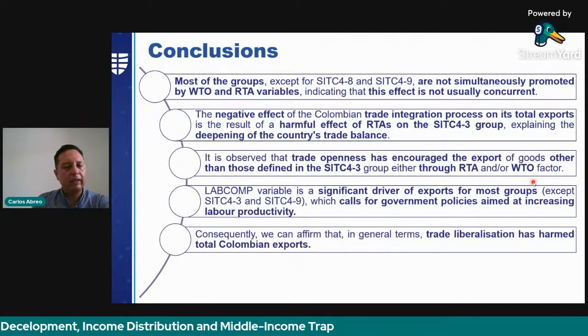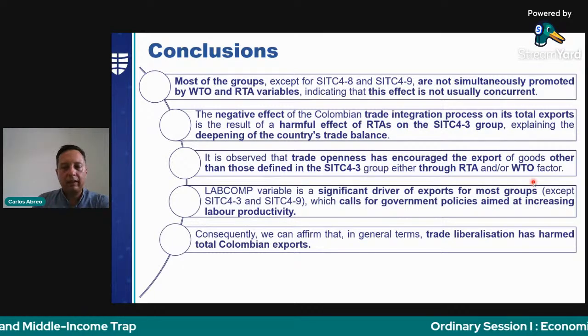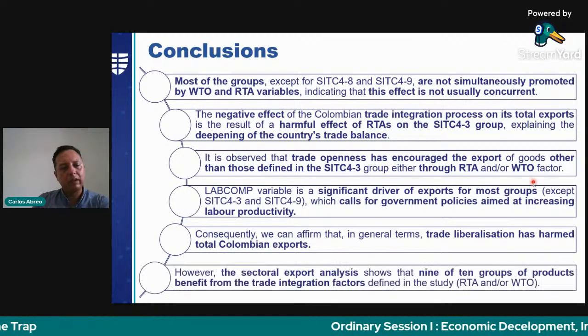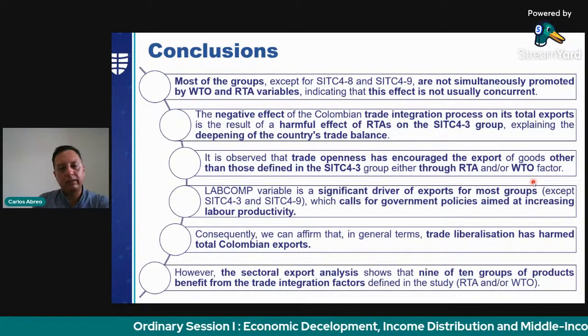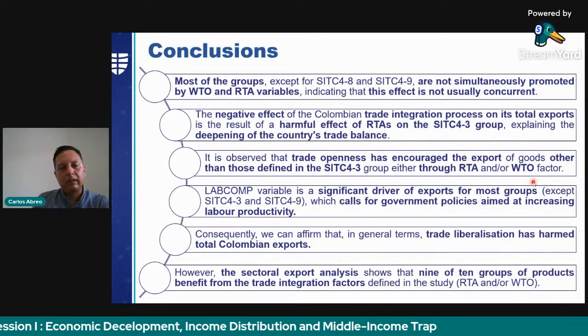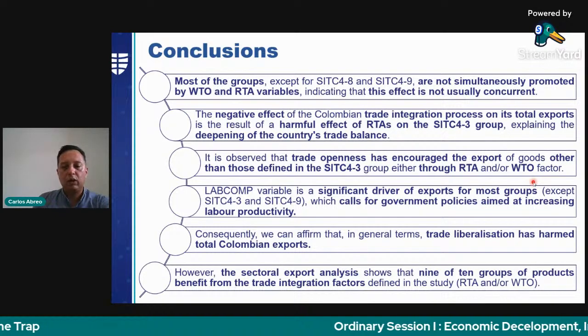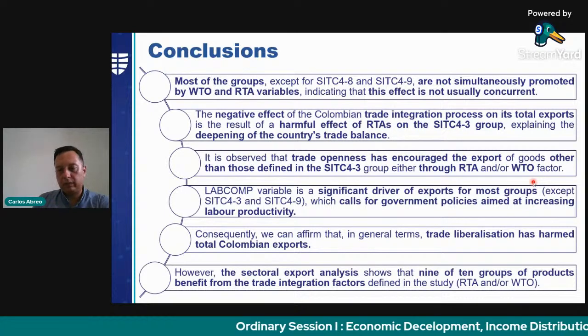Consequently, we can affirm that in general terms, trade openness has harmed total Colombian exports. But if we delve into the sectoral export analysis, it shows that 9 of 10 groups of products benefit from trade integration factors defined in the study, which are regional trade agreement or World Trade Organization variables.